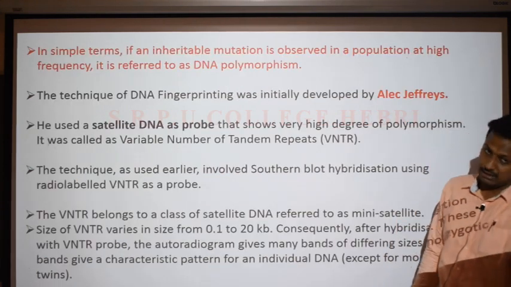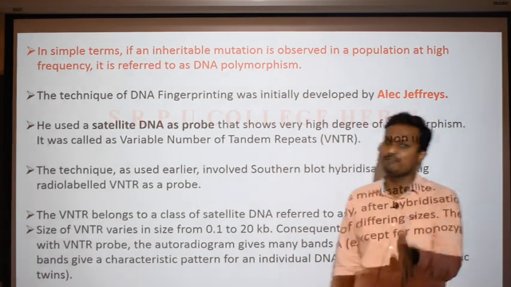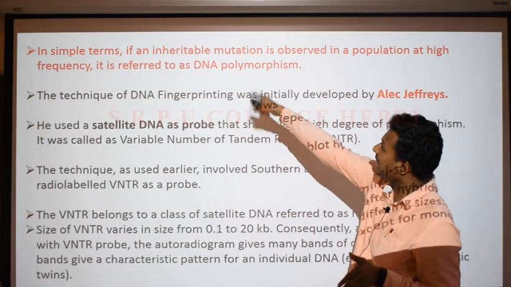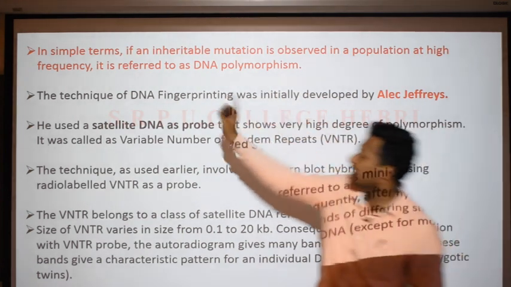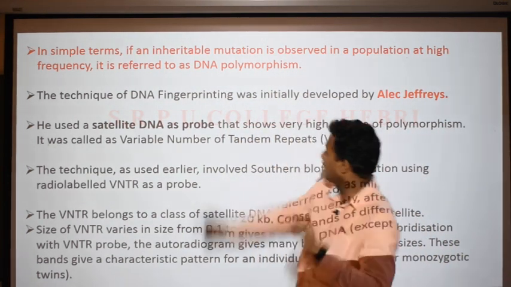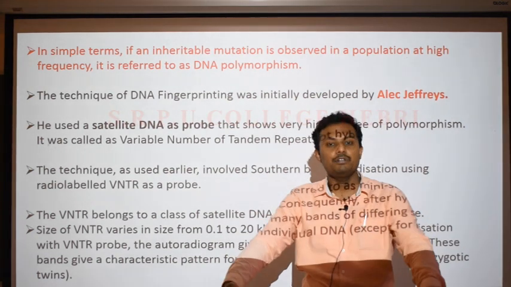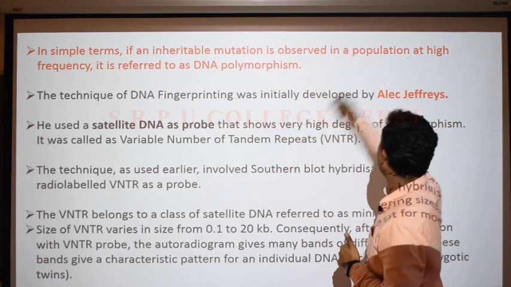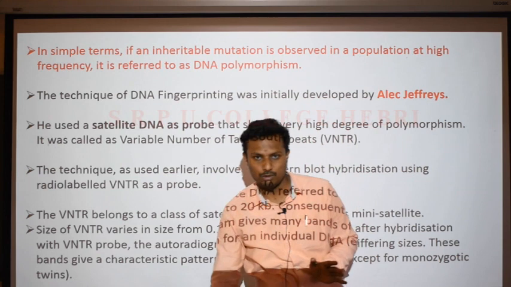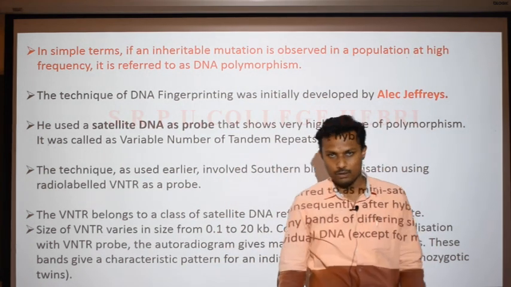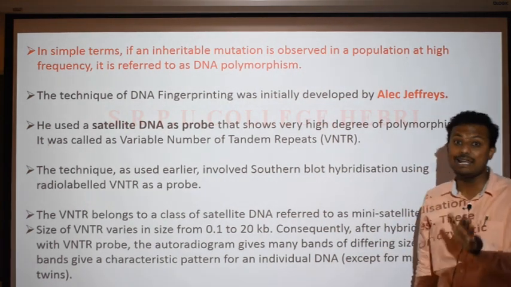Now, I told you that polymorphism is inheritable. In simple terms we can define polymorphism as an inheritable mutation that is observed in a population at high frequency. It is an inheritable mutation, that is a change in the genetic material which can be transferred from one generation to another, in a population at high frequency. That is what is referred to as DNA polymorphism. I hope you are following what I am telling you. Now, the technique of DNA fingerprinting was first given by Alec Jeffreys.